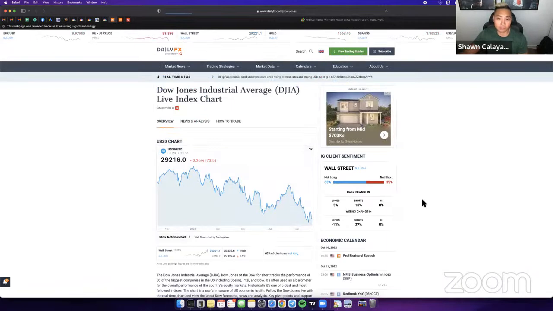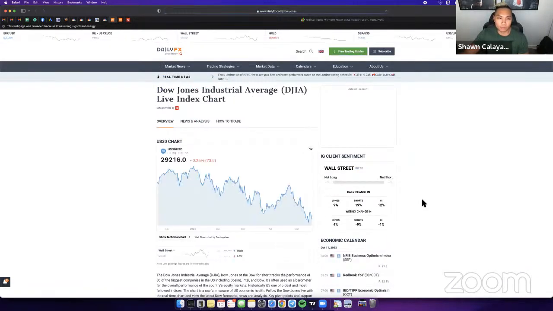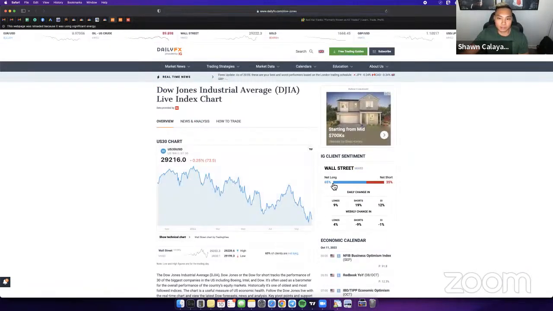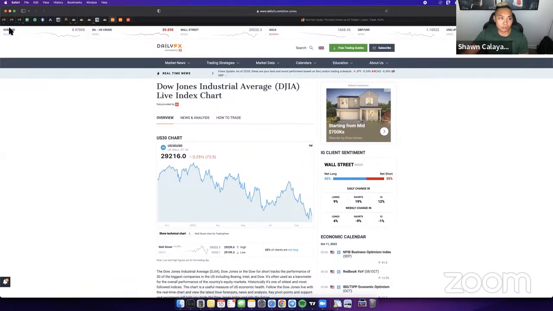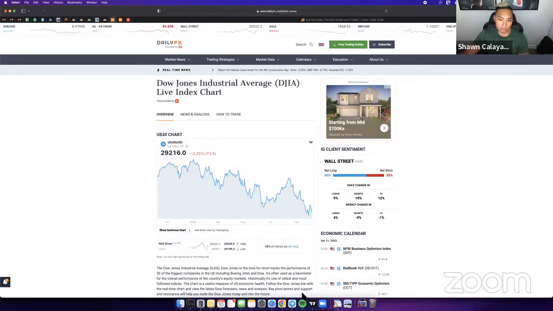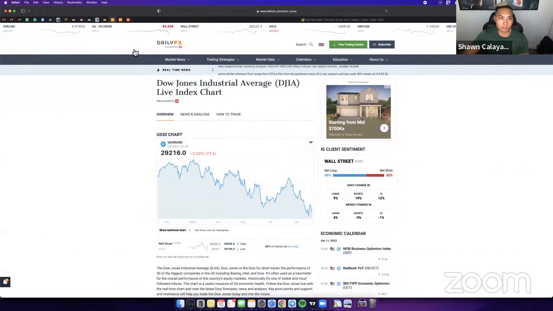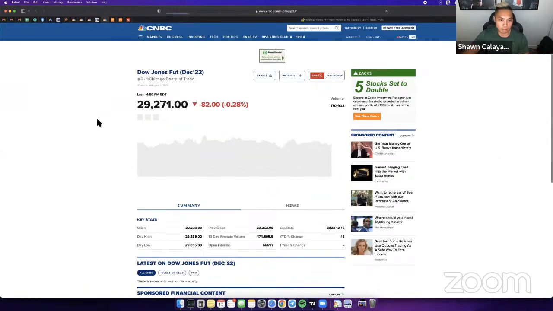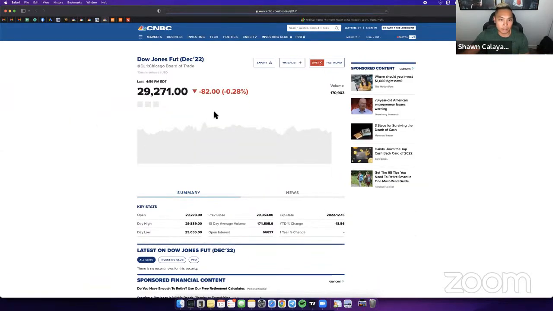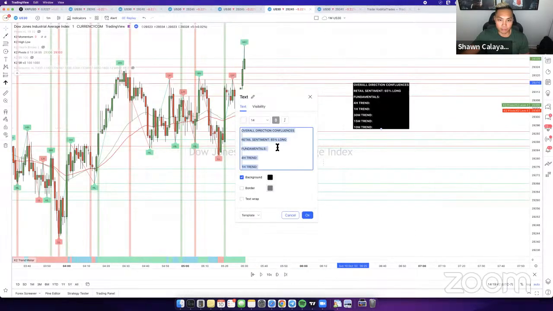Typically right here, you can see right now, the retail sentiment is currently 65% long. This is indicating that 65% of retail traders are currently buying right now. So you want to do the opposite and sell. So we're looking for sells here. Basically, I'd write here, and just using this as an example, 65% long, so that I know to do the opposite and look for sells. Fundamentals, I do the same thing here. Market's currently closed right now, so we're going to look at the futures data. This is futures right here. It'll be 82 points. So it's negative 82 points right now.